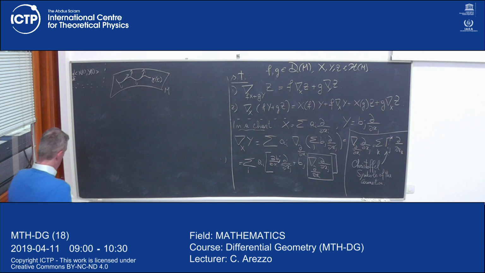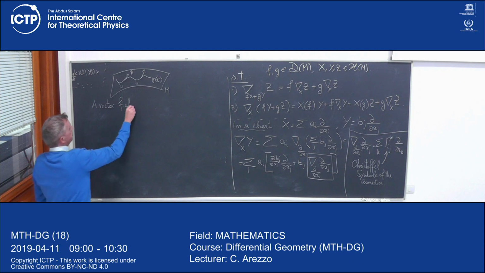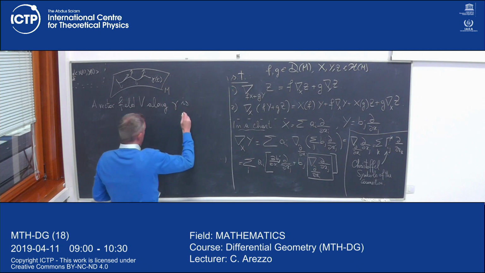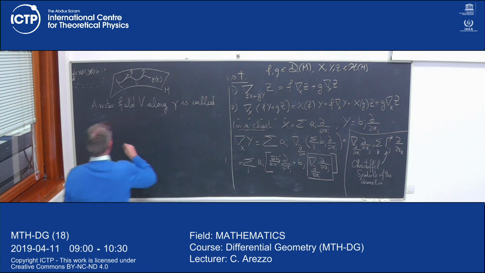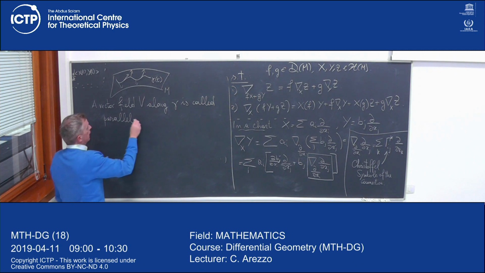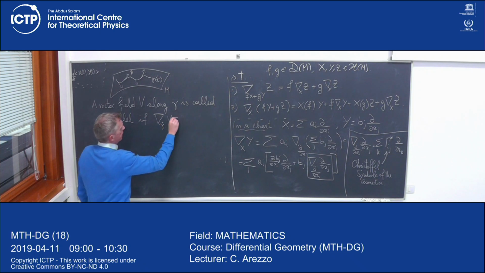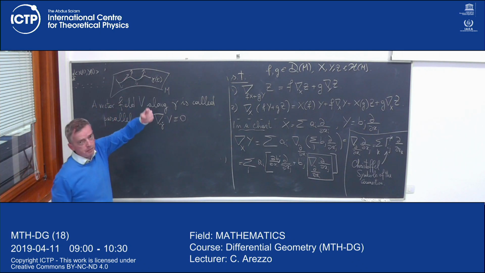Okay? So a vector field V along gamma is called parallel. Here I want to be a little bit sloppy, and I'll tell you also where I'm being sloppy. It's called parallel if nabla gamma dot V is constant. So if I have a curve, I have one very special vector field along the curve, which is the tangent vector to the curve, gamma dot.